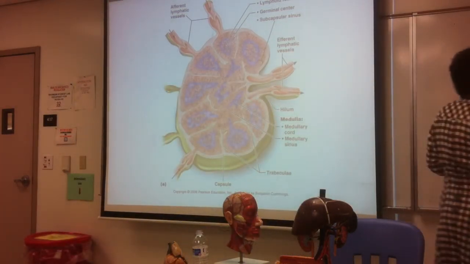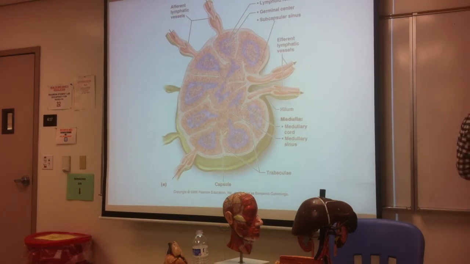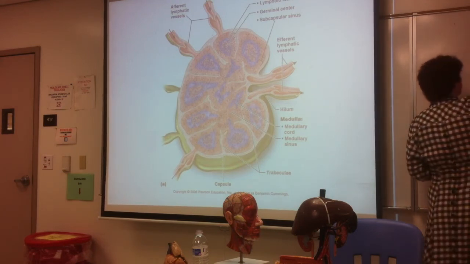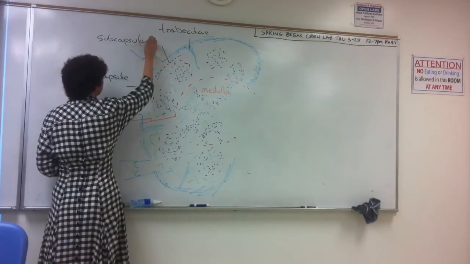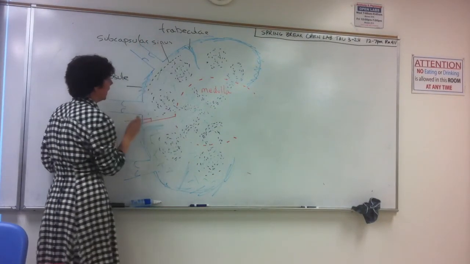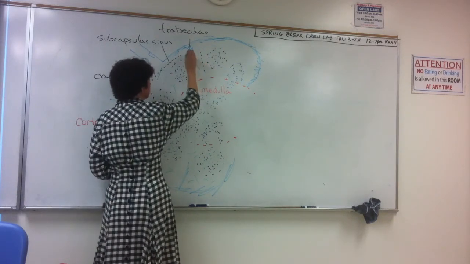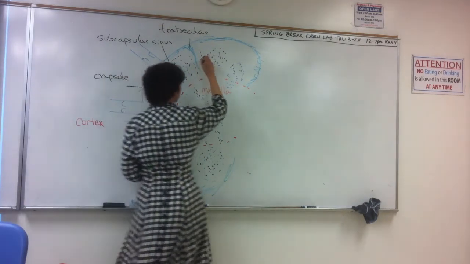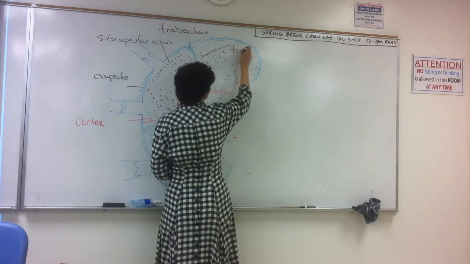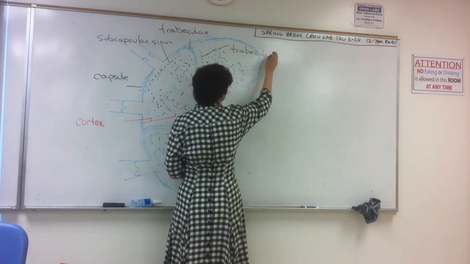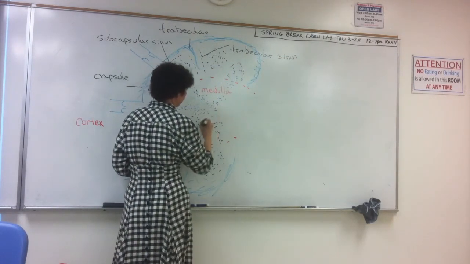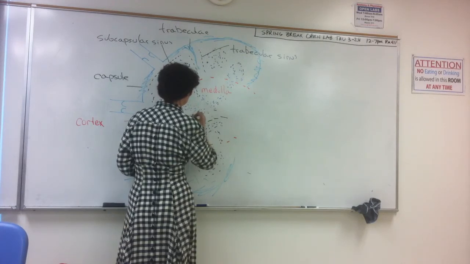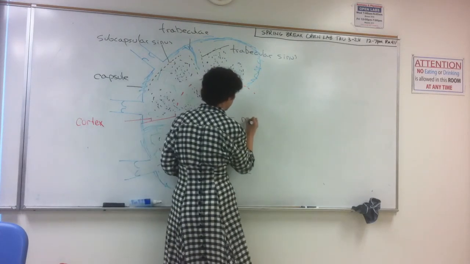So this space here is known as the subcapsular sinus, not subscapular, which is what your mouth wants to say. This space here is known as trabecular sinus. And then this space in through here is known as a medullary sinus.